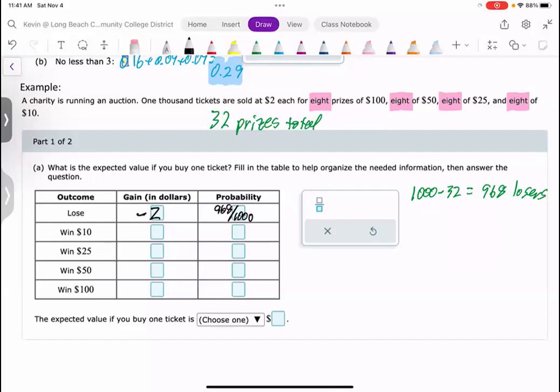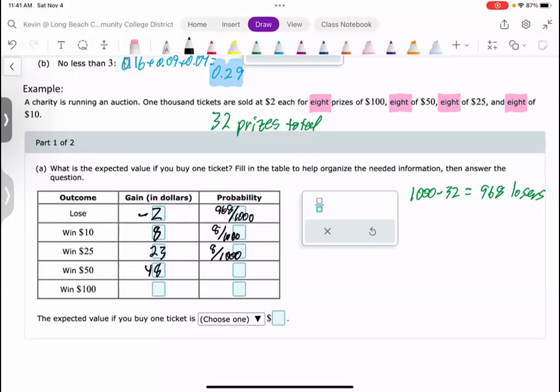Let's go to the table. Now, let's say I win one of the $10 prizes. Well, in actuality, I've actually only won $8 because remember, it cost me $2 to get in. The probability of getting that's going to be 8 out of 1,000 because there's 8 $10 prizes. If I win $25, I've actually only won $23. And once again, I have a chance 8 out of 1,000 to win the $25 prize. To win the $50 prize, I actually am only making $48. And the probability, again, is going to be 8 out of 1,000. And winning $100 is actually only $98. And again, I have 8 out of 1,000 chances of winning that.